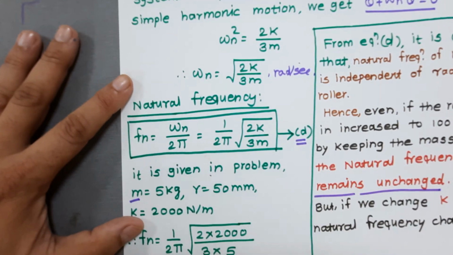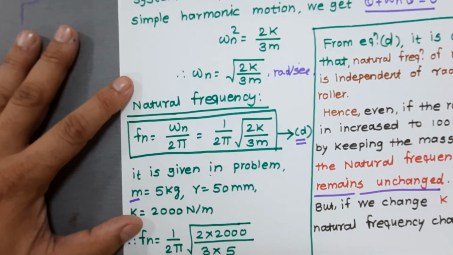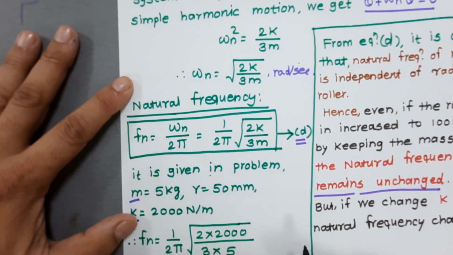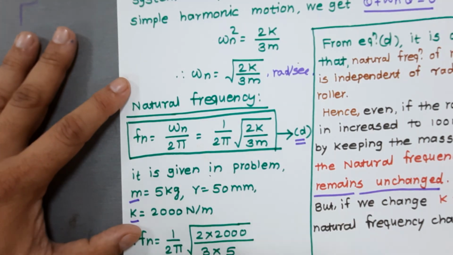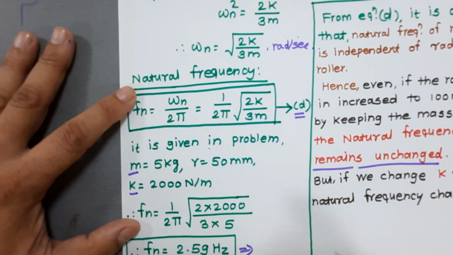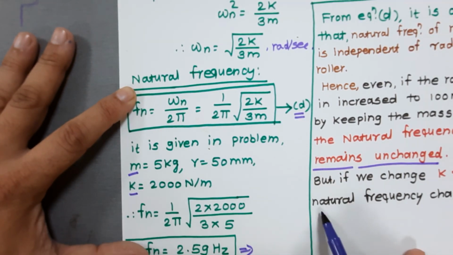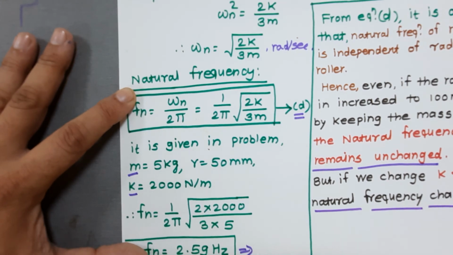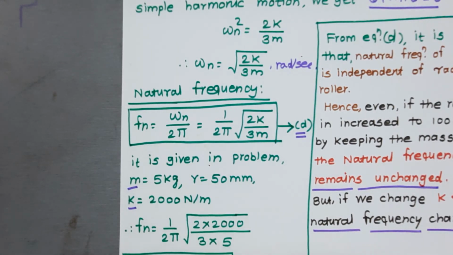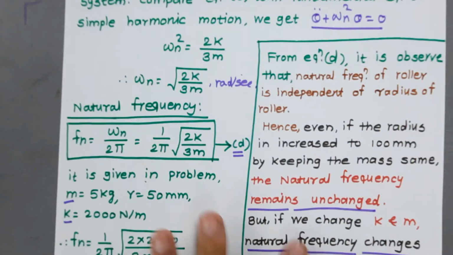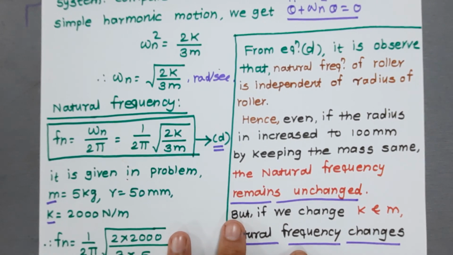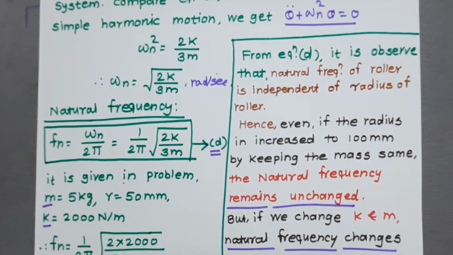That means if you change the radius of rotation from 50 mm to 100 mm but keep the mass the same, the natural frequency does not change. In this given system, natural frequency is independent of the radius. But if you change the value of k and m, your natural frequency definitely changes. So for the given system, we have learned that even when the mass is unchanged and the radius is changed from 50 mm to 100 mm, the natural frequency remains the same.